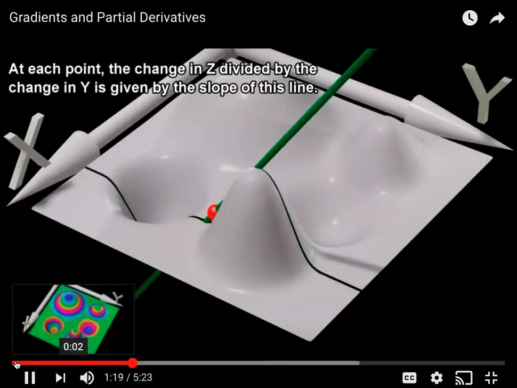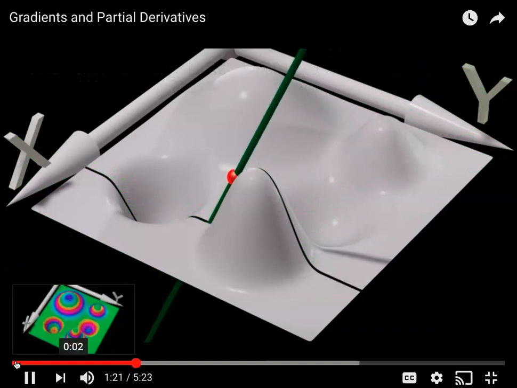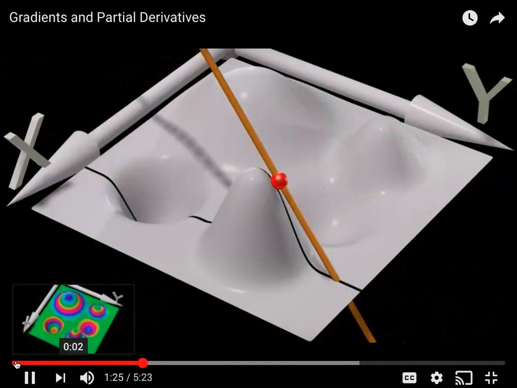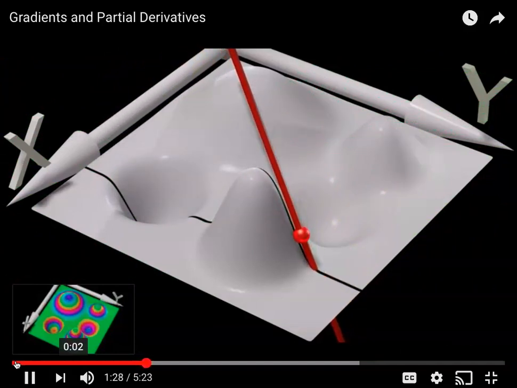So do you guys see what's happening? They're holding x constant, and they're showing you partial z, partial y. Red indicates a negative slope.